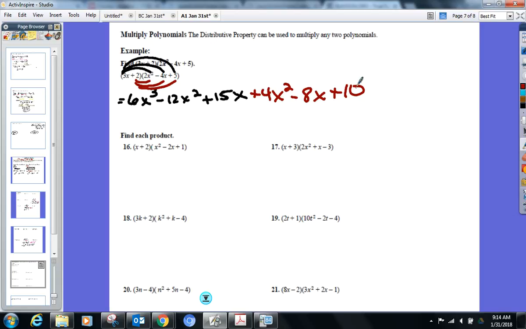Clean it up a little bit here. Remember, if you want to underline, if you want to do shapes like I showed you yesterday around the like terms, go ahead and do so. If you want to cross out, lightly cross out, because I need to see your work when I correct your tests and quizzes.